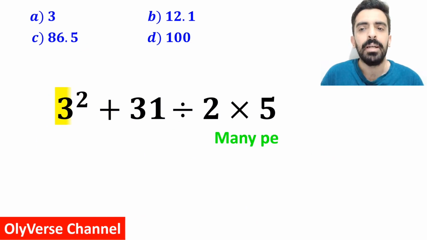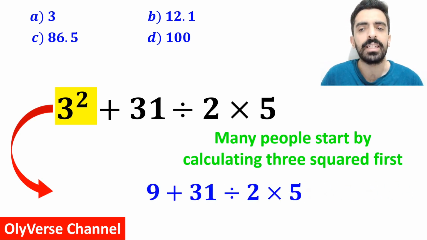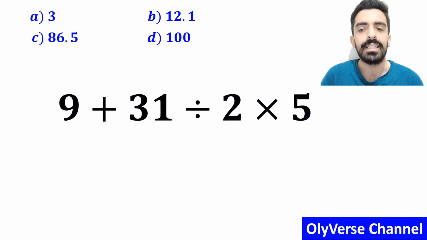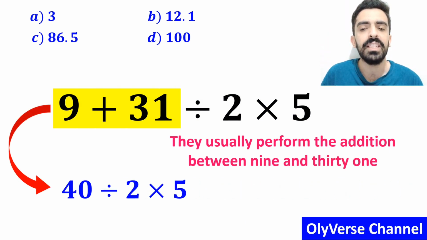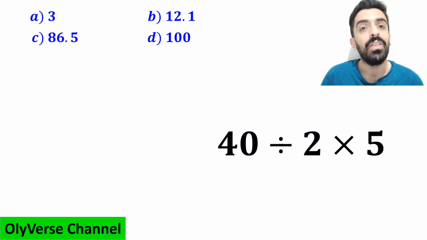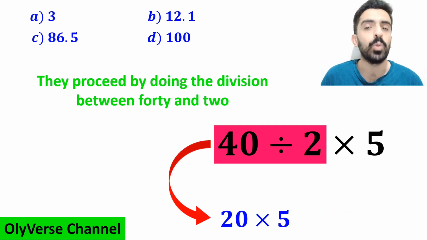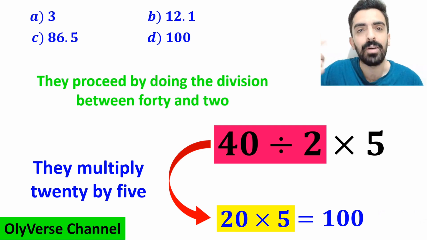To solve this question, many people start by calculating 3 squared first, and instead of the original expression, they rewrite it as 9 plus 31 divided by 2 multiplied by 5. In the next step, they usually perform the addition between 9 and 31 and simplify this expression to 40 divided by 2 multiplied by 5. Then they proceed by doing the division between 40 and 2, which gives them 20 multiplied by 5. And finally, they multiply 20 by 5, which ends up with the answer 100.